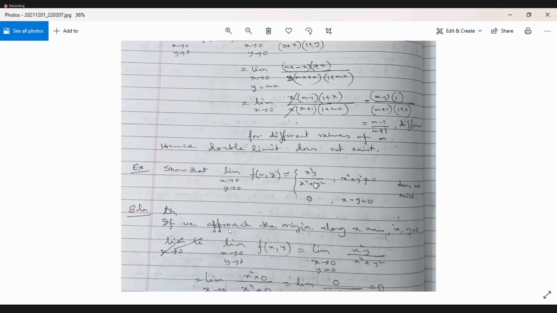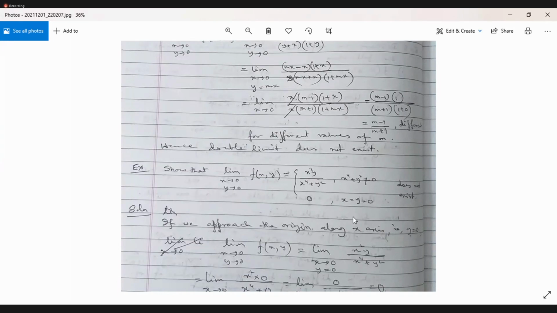Show that f equal to x square y by x to the power 4 plus y square when x to the power 4 plus y square is not equal to 0, and equal to 0 if x equal to y equal to 0, doesn't exist. Show that the limit as x tends to 0, y tends to 0 of f of x comma y equals x square y by x to the power 4 plus y square, provided x to the power 4 plus y square is not equal to 0, that means (x, y) is not equal to (0, 0), and equal to 0 if x equal to y equal to 0. Show that this limit doesn't exist.